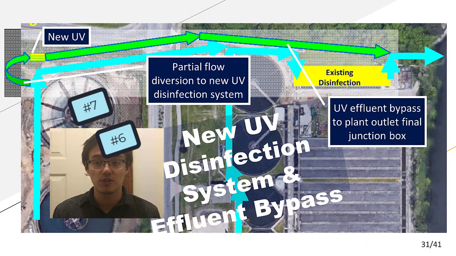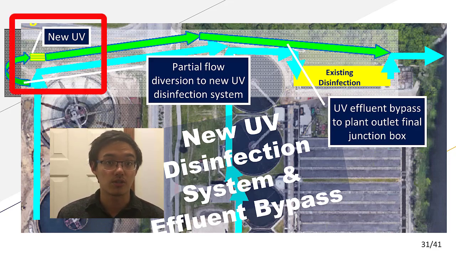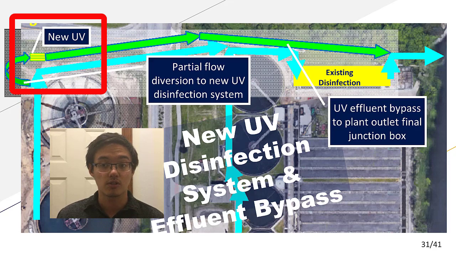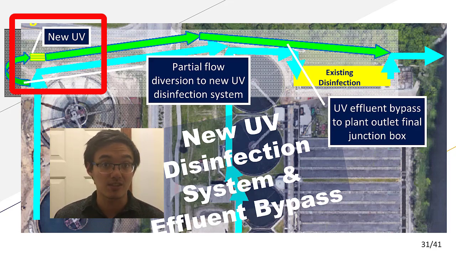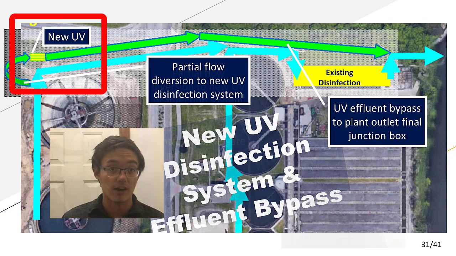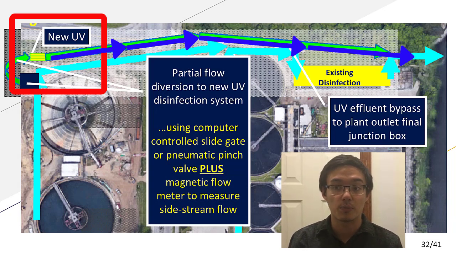The proposed UV disinfection tank at the upper left-hand corner will divert flow from these two clarifiers to treat a maximum 25 mgd flow. The tank would be located at this approximate location. The outlet for this tank will bypass the existing disinfection system and rejoin existing flow to maintain one outlet. This flow diversion will be done using a slide gate or a pinch valve.